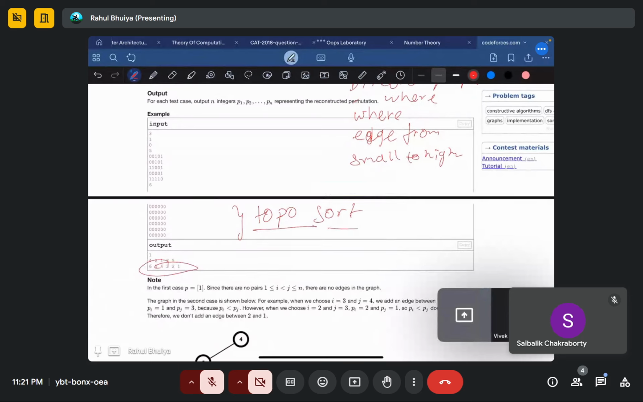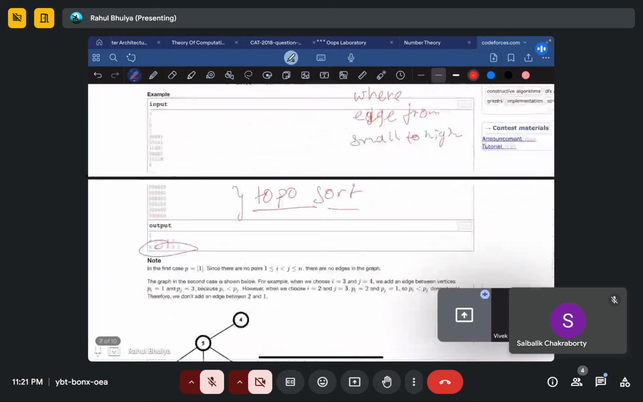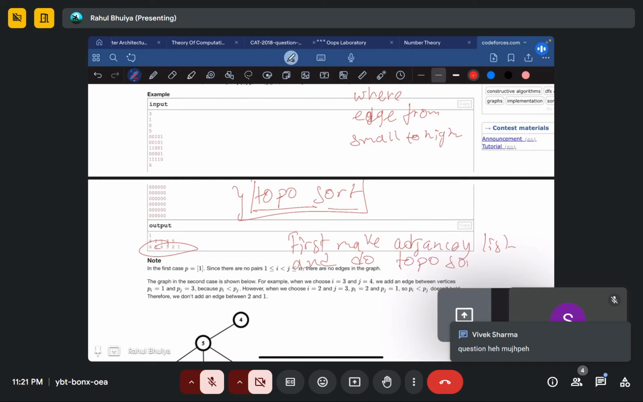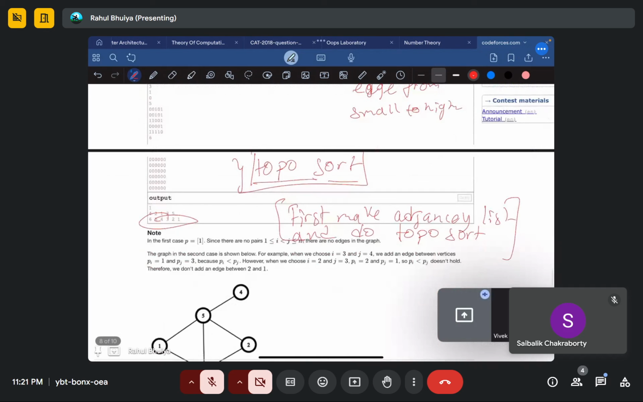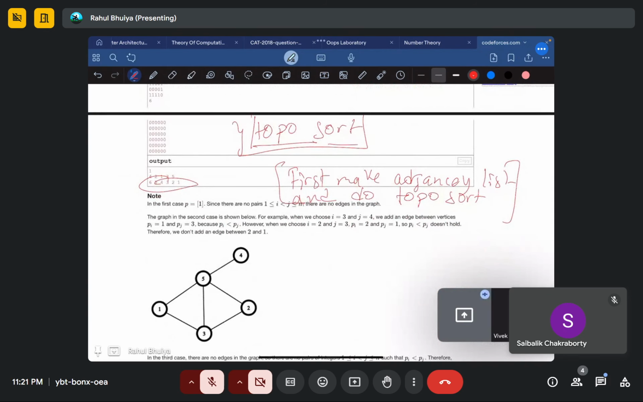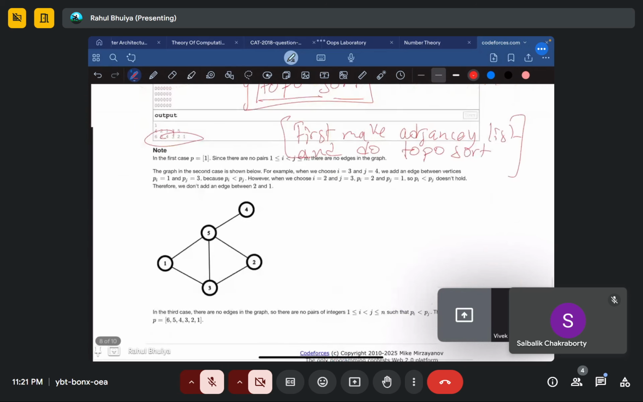If you have solved this type of graph question, you would directly hit this point. We have to just do topo sort. Meaning we have to first make the adjacency list and do topo sort. So this was a basic graph question, but it does not come in like this diff 2B or something, the first time I saw.